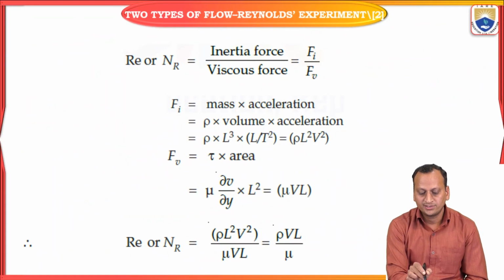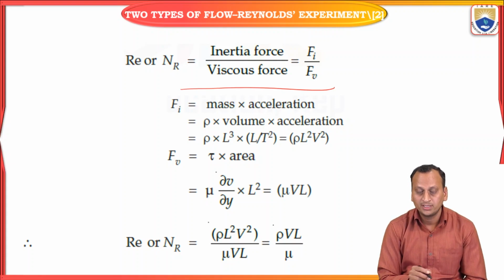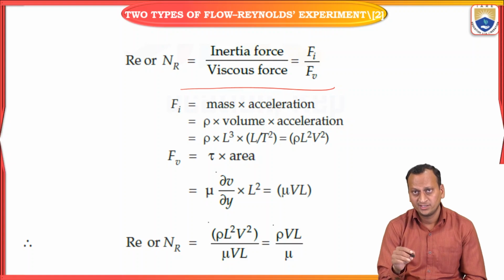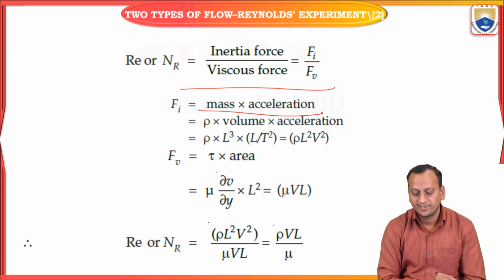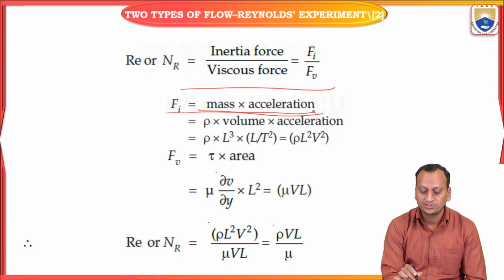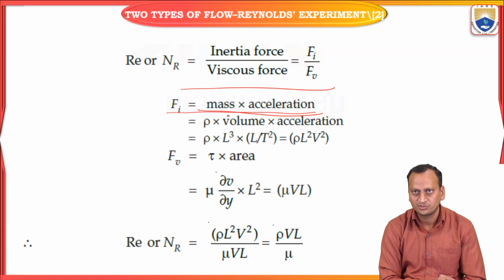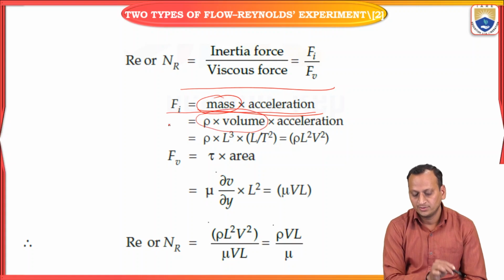Based on that, we can say which type of flow it is. So, we can derive an expression for the Reynolds number based on the inertia forces and the viscous forces. Inertia force can be defined as mass times acceleration, F equals ma. So inertia force Fi is equal to mass times acceleration. We can write the mass as nothing but density times volume. So from this, density times volume is mass, and then the acceleration.